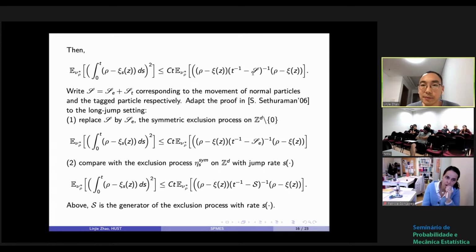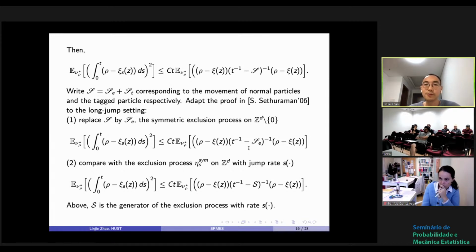So we just replace S by SE, and we know that SE corresponds to the movement of normal particles, and actually SE could be seen as a symmetric exclusion process on Z^d minus 0. And the main point here is that for SE, the process is not translation invariant because the underlying space is not translation invariant. So it is still not easy to deal with this H-1 norm directly.